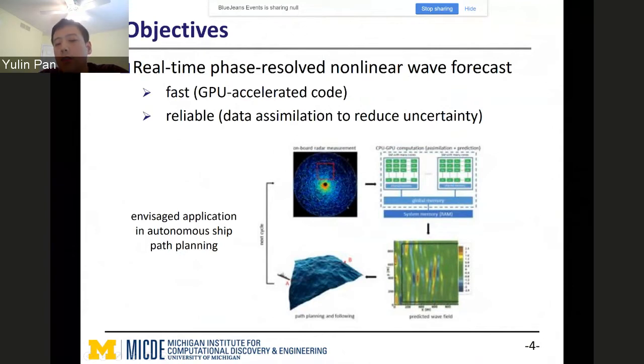And then according to this predicted wave information, we can conduct the optimal path planning, which gives us an optimal path for the ship that can either minimize the time or the energy or the risk. Then we can repeat this procedure so that we will end up with a continuous and sustainable autonomous path planning algorithm.